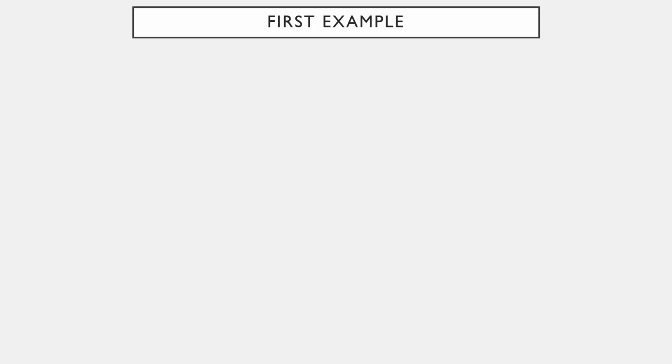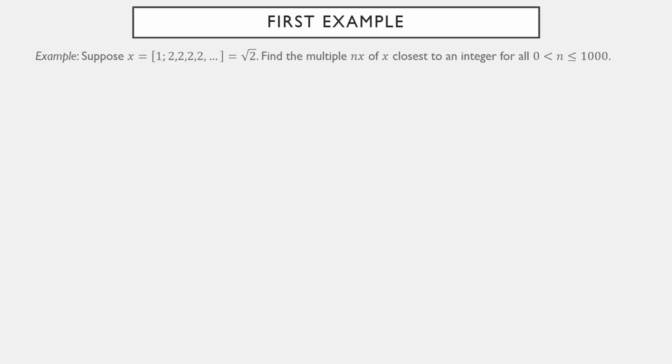So having proved that theorem, let's put it into action with a couple examples. Suppose x is the square root of 2, whose continued fraction expansion begins with a 1, and then after that is all 2's. Find the multiple of root 2 closest to an integer out of the first 1,000. So out of root 2, 2 root 2, 3 root 2, 4 root 2, and so forth, all the way up to 1,000 times the square root of 2, which one of them is closest to an integer?